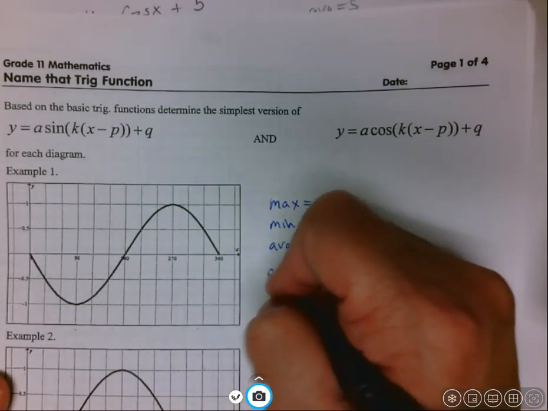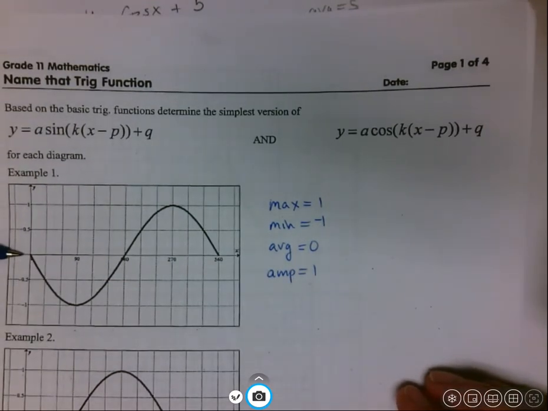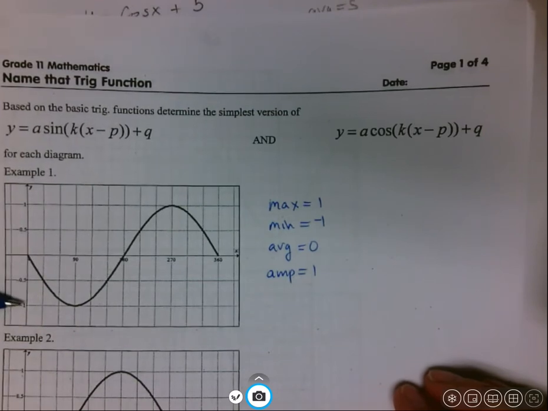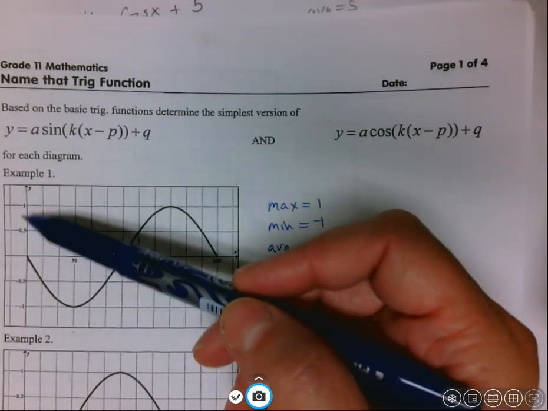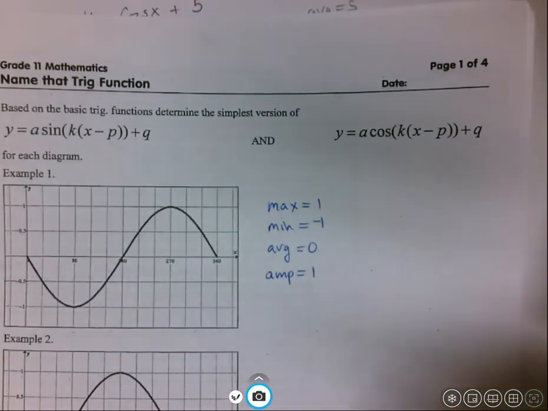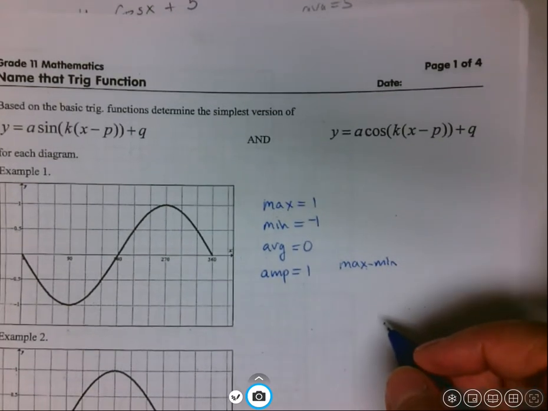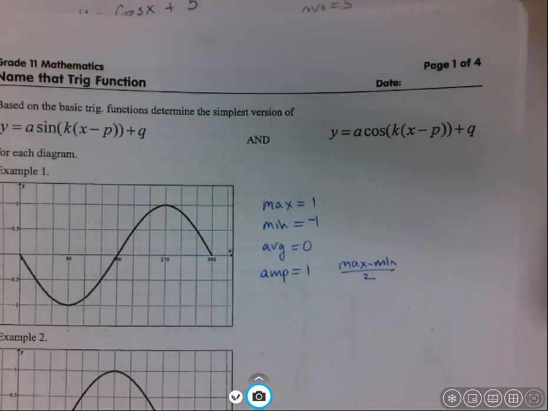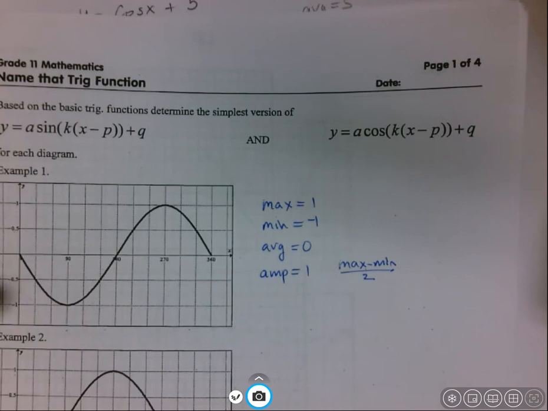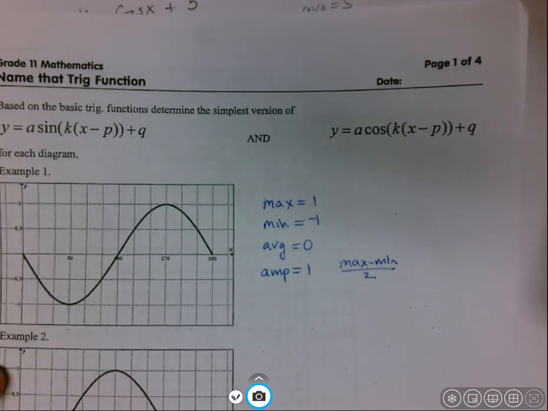We can also see that the amplitude is 1. Remember, the amplitude is the half height. It's the distance between the average and the max, or the average and the min. And we can see that that distance is 1. If you want, there is a formula. The distance between the max and the min is max minus min, and because the amplitude is half of that distance, amplitude is max minus min divided by 2. If you have difficulty because the numbers get complicated, that's how you can figure out the amplitude without estimating.